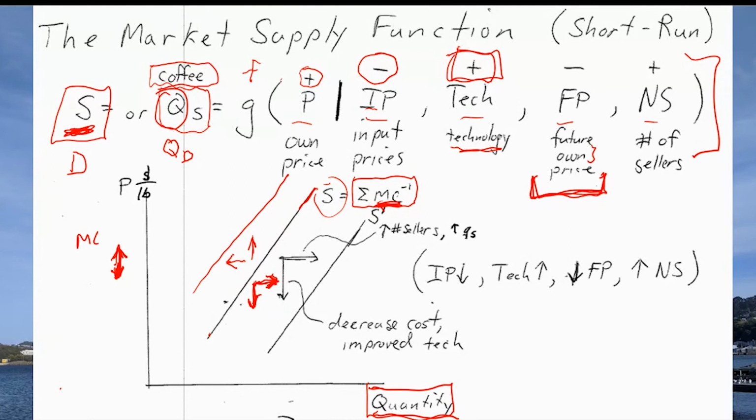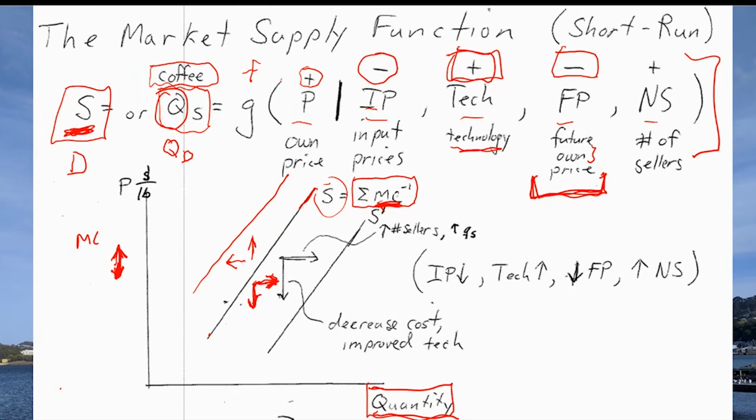Okay, so what happens? If you expect the price is going to be higher tomorrow, then we ask, what would you do to the supply of the product today? The answer is, I would lower the supply to the market today and wait until I could sell it at a higher price. That's how I would maximize my profits over a long period of time. And that's why we have a negative relationship listed above for FP here.